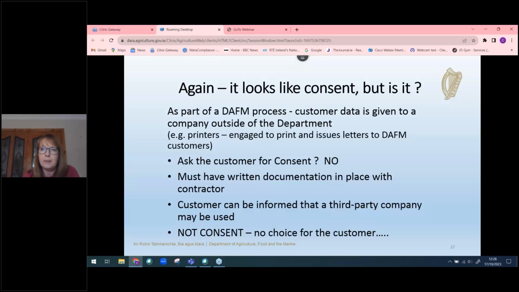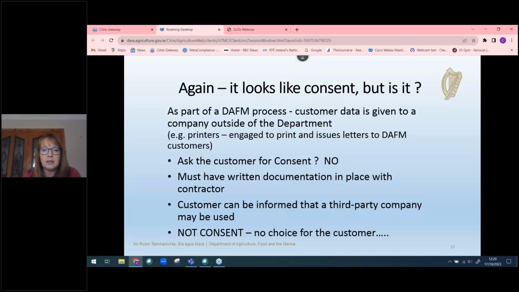We must have written documentation in place to show that we have a contract in place, both for our own assurance over the contract being carried out properly, but also for audit purposes. You've got to show that there was a contract in place and that therefore that company could handle that data. The customer can be informed about the engagement of that third party, but they don't have to be. The department does not have to inform its customers about all the third party companies that we engage. Once we are doing it legally and have our contracts in place so that that company is handling that data in line with that contract, that's perfectly in order. The customer does not need to be informed.